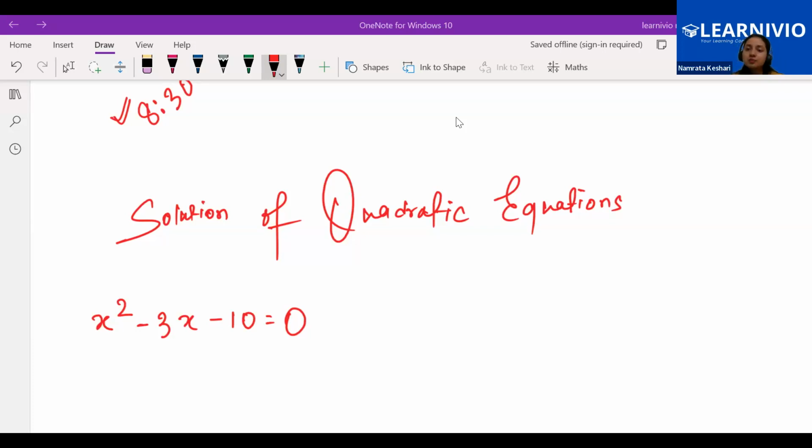Do you know how to split the middle term? If you know it already, please find the solution of this quadratic equation. Please do it, Afnan, by splitting the middle term, of course. Will you be able? Yes, ma'am.